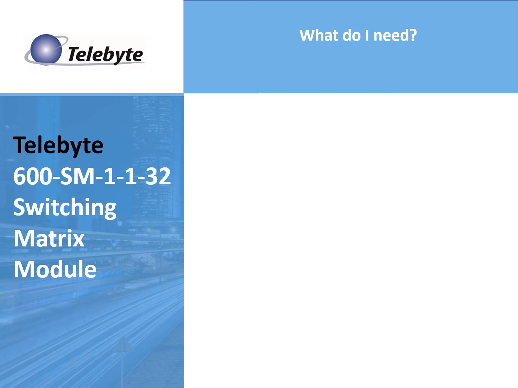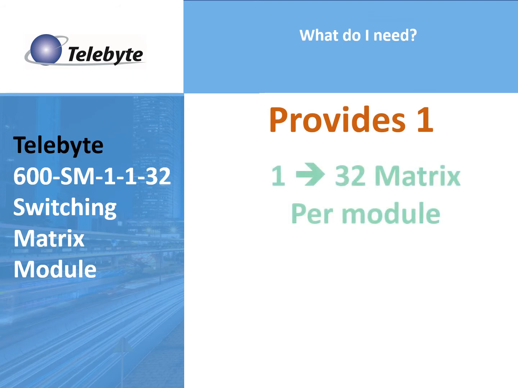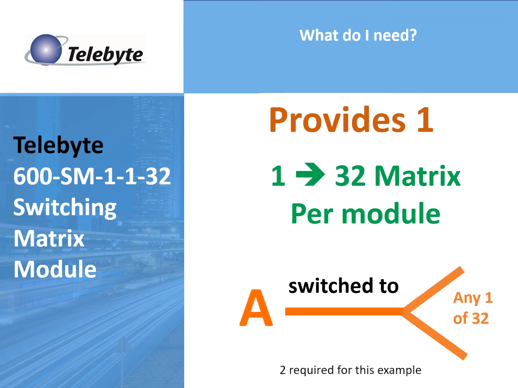Let's take a look at the equipment we will need for our example. We begin with the Telebyte 600 SM 1x1x32 switching matrix module. Each module provides one 1x32 switching matrix. This device has one input that is switched to any one of 32 outputs. This example requires two modules for switching on both sides of the loop.